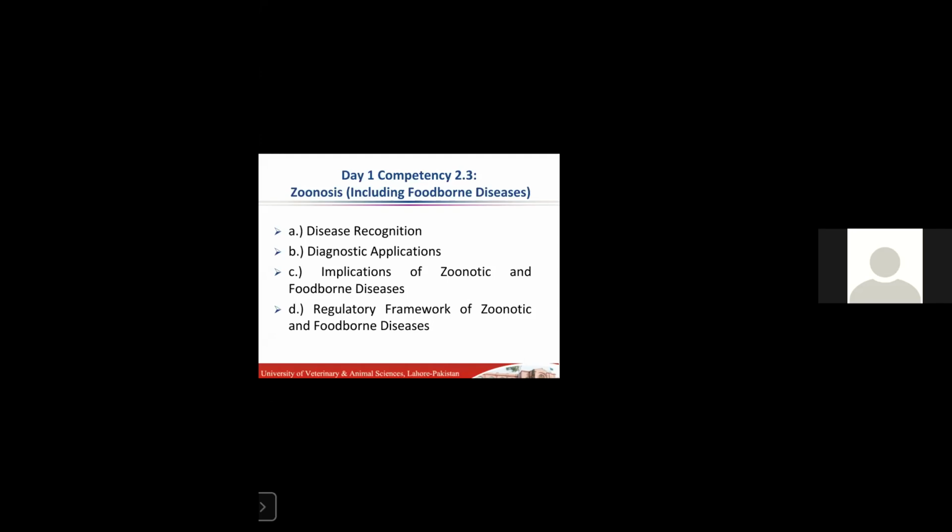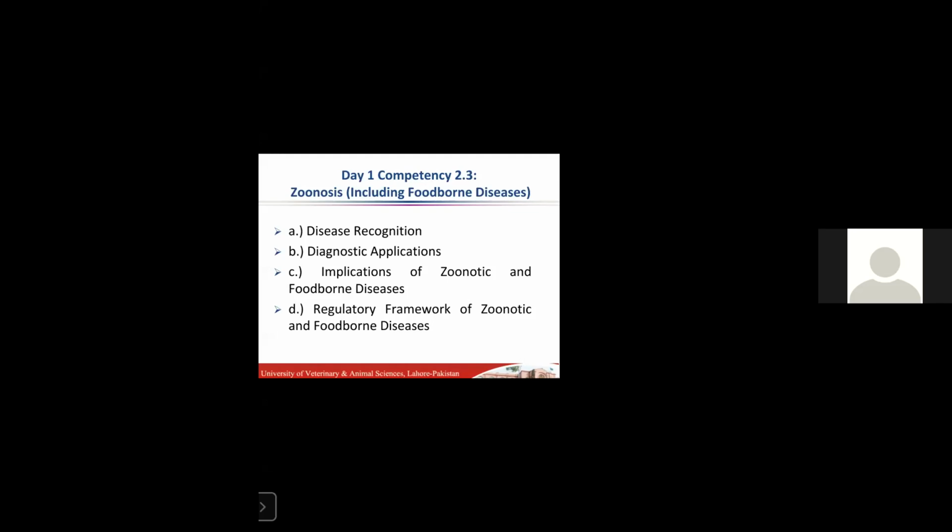And next is the diagnostic application. The day one graduate must know the diagnostic application. For example, CFT is the recommended test for any zoonotic disease, or the Western blot test is, because some tests are obsolete. They are no more recommended by the OIE. They have been replaced. They are no more in use.